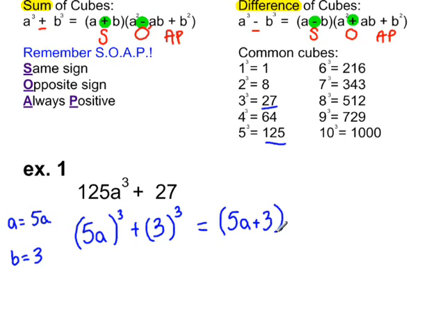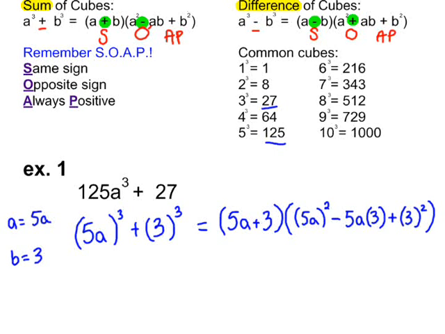5A plus 3. The trinomial is a little bit trickier. We've got to do A squared. So if I take 5A, I have to remember to square that one. And the O in SOAP says we're using the opposite sign this time, and that's a minus. The next thing we have up here is A times B. So I'll take my A and multiply it times my B. And then AP stands for always positive, and the last term we have here is B squared. So we're going to take 3 and square it.